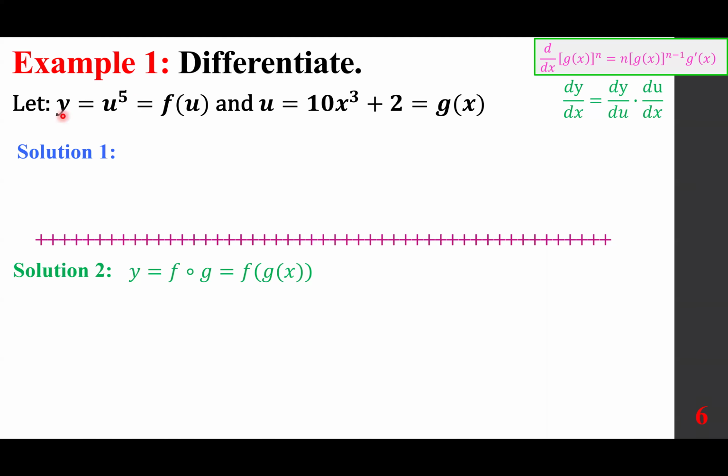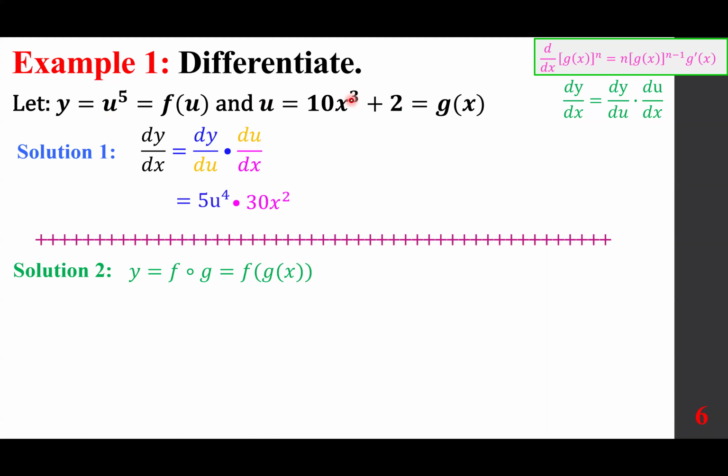Now, example 1, differentiate. Let y be u to the power of 5, or f of u, and u be 10x cubed plus 2, or g of x, and we are going to do this 2 different ways. Leibniz's notation says dy/dx is dy/du times du/dx, which means if you look at this concept, your independent variable is u. So right here, you simply write 5u to the power of 4. Then du/dx. Your independent variable is x, and to differentiate u with respect to x is simply 30x squared.